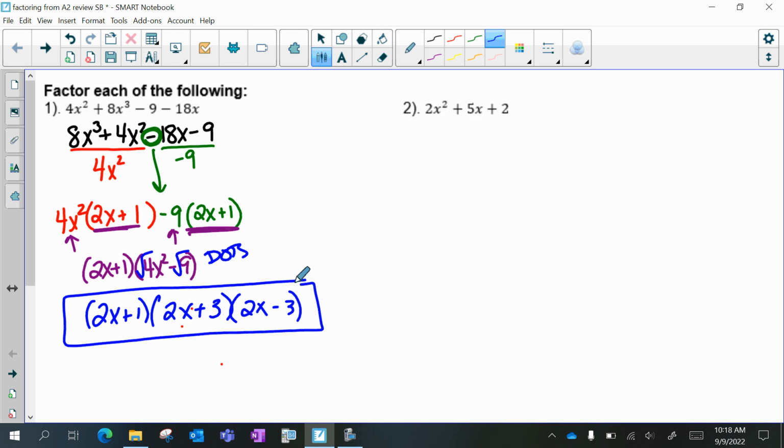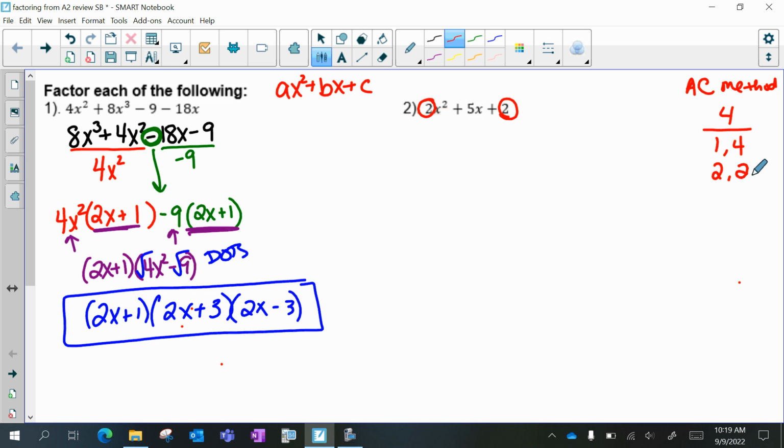Number 2 has no GCF because I'm always checking for that first. It has 3 terms and it has a number in front. So when it has a number in front, we are going to use the AC method. So the AC method means that I multiply the first term by the last term, because remember, a quadratic is always in this form. So AC gives me 4, so that's what I'm multiplying to. My options are 1 and 4 or 2 and 2.